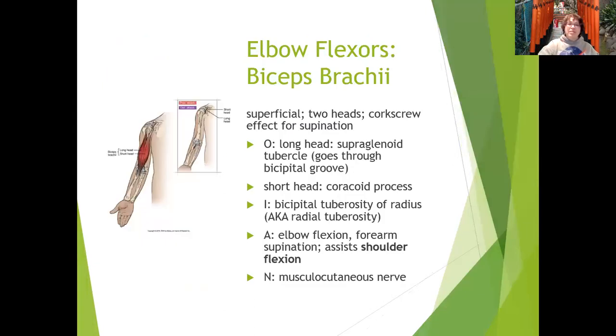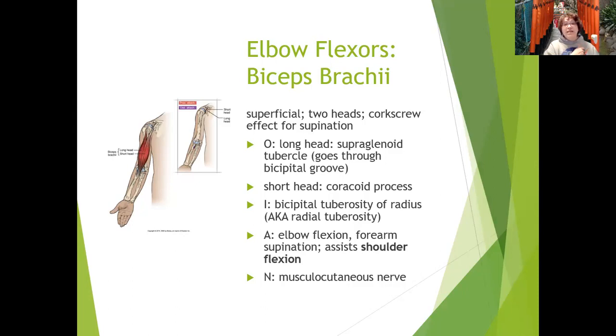So the biceps brachii, they're elbow flexors, like it says on the slide, but they're also shoulder flexors because they cross the shoulder and they cross the elbow. So it has two heads. We'll talk about the corkscrew effect for supination when we get to the elbow.